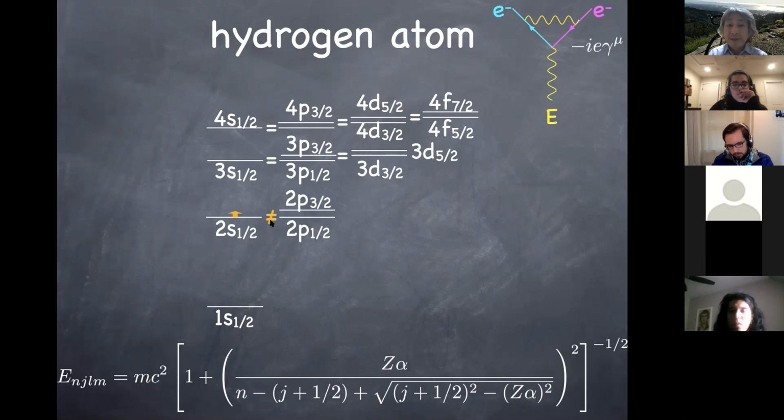And this difference in energies is what is called the Lamb shift, which was measured in radio. It turns out to be about 1 gigahertz. So this is another quantum effect.